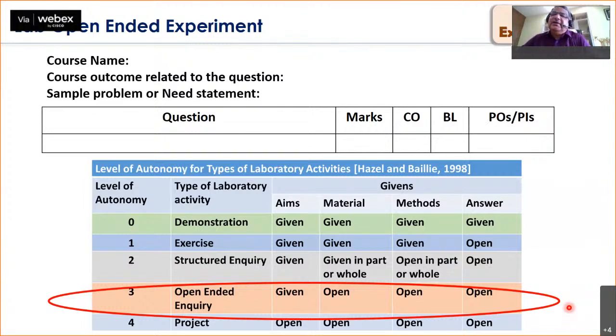If you have not done so far, make an attempt. If you are only doing demonstration, go to the next exercise, then go to structured, and in 1 or 2 semesters reach this level of open-ended experiments.